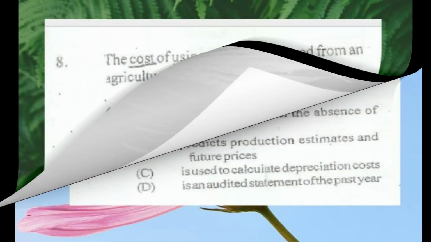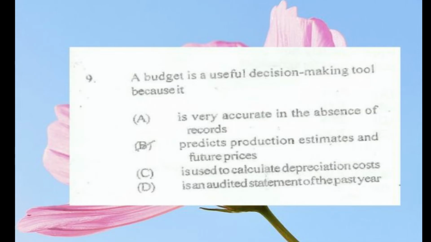Number 9. A budget is a useful decision-making tool because it A, is very accurate in the absence of records, B, predicts production estimates and future prices, C, is used to calculate depreciation cost, D, is an audited statement of the past year. The best answer is B, predicts production estimates and future prices.